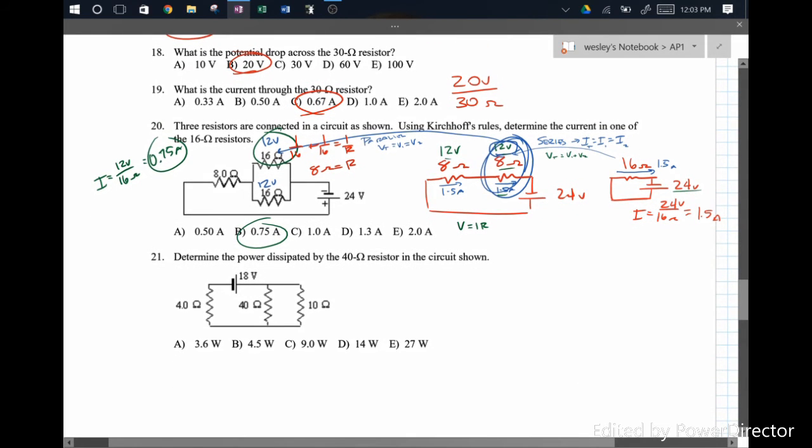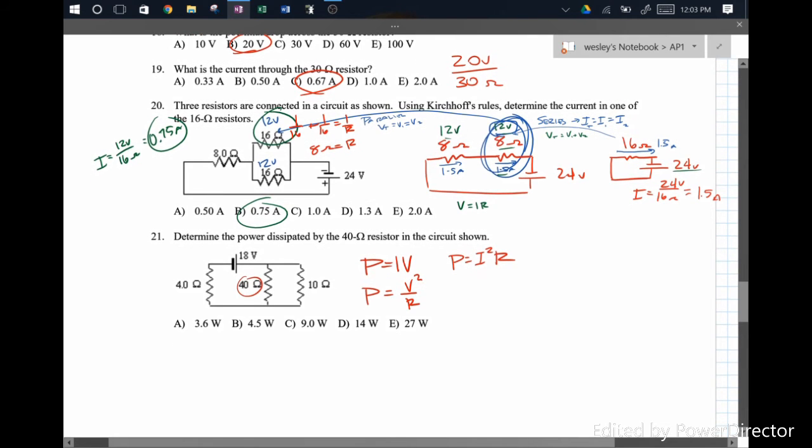21, to get the total power dissipated by the 40 ohm resistor, power is IV. I don't know any of that for the 40 ohm resistor. Power is V squared over R. Well, I don't know the voltage, and power is I squared R, and I don't know the current through that resistor. So we're going to have to do some tricky things to solve it.